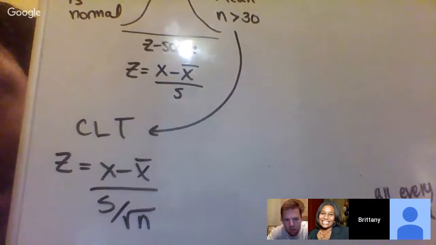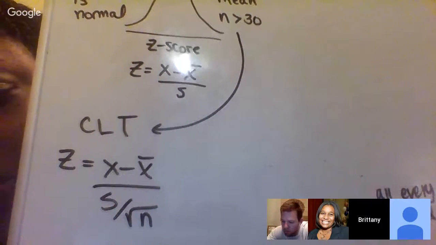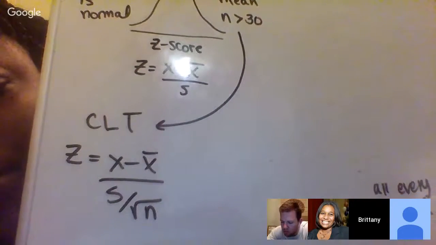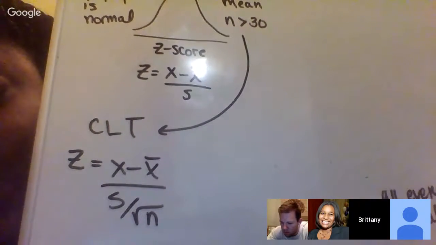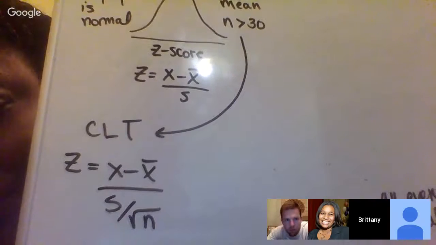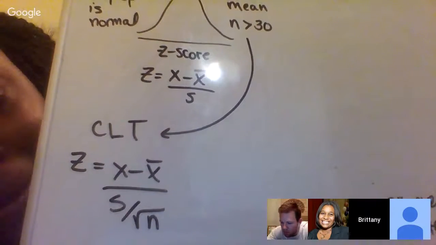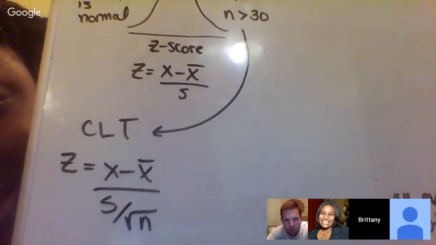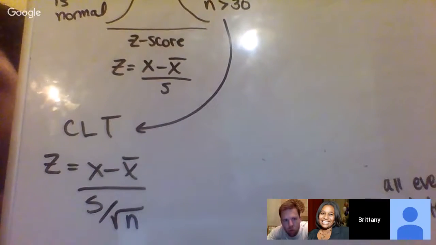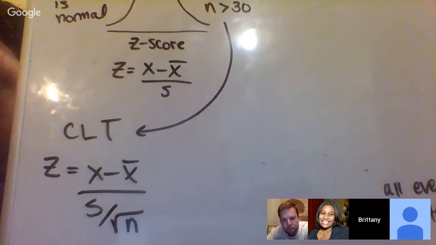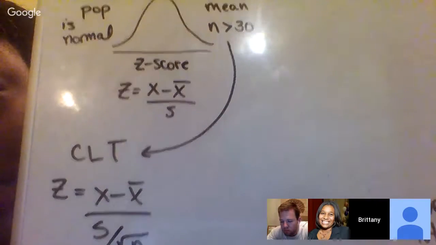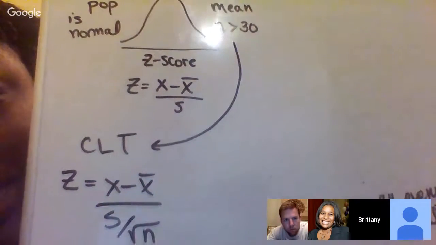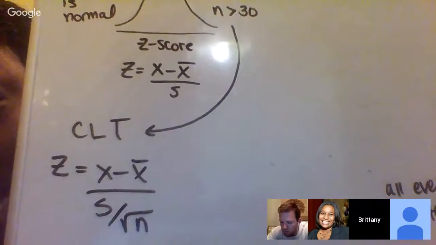We still take the X value, subtract the mean, and divide by the standard deviation, but we're going to divide by the square root of the sample size. That's because a sample is going to have less variation than the population, and the way that we adjust the variation in the sample is to divide by the square root there. Okay, so that's the first chart, and we can do an example or two if you like.